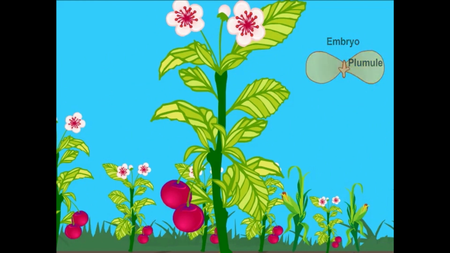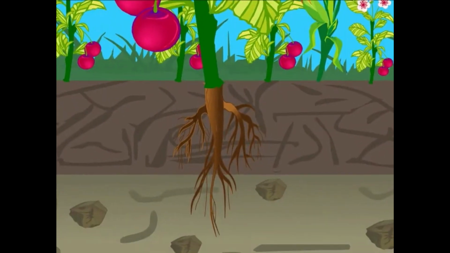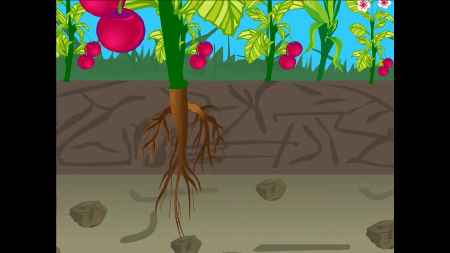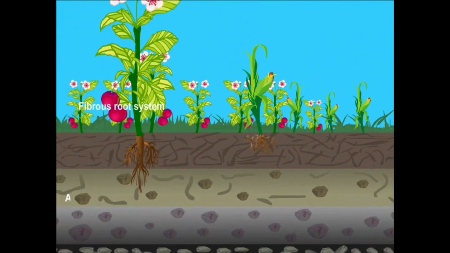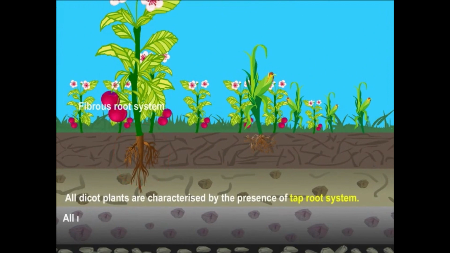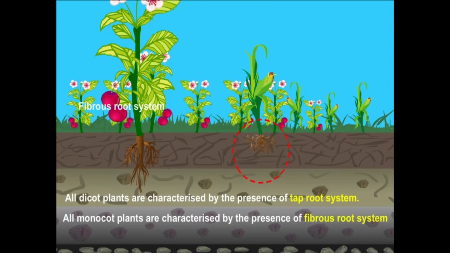The root system can further be classified into the taproot system that consists of a primary root and its branches, and the fibrous root system. In fibrous root system, the primary root is short-lived and is replaced by numerous roots that originate from the base of the stem. All dicot plants are characterized by the presence of taproot system, whereas all monocot plants are characterized by the presence of fibrous root system.